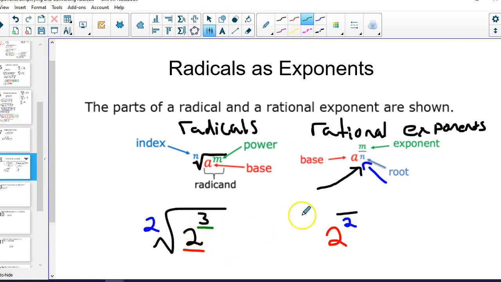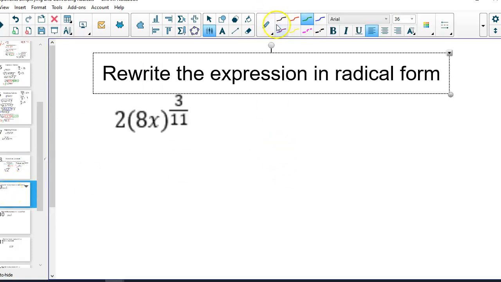And our power is the 3, which goes to the top of the exponent. These can convert back and forth. They're equivalent. All right. So let's look at another example.